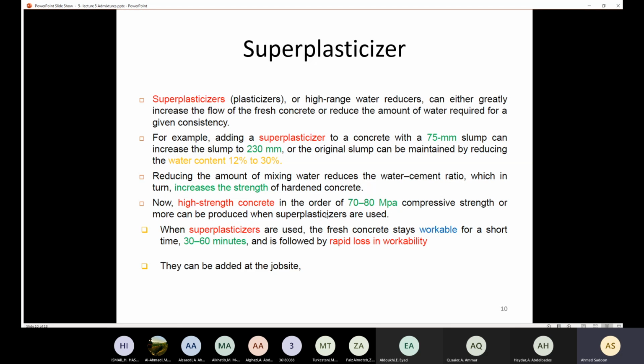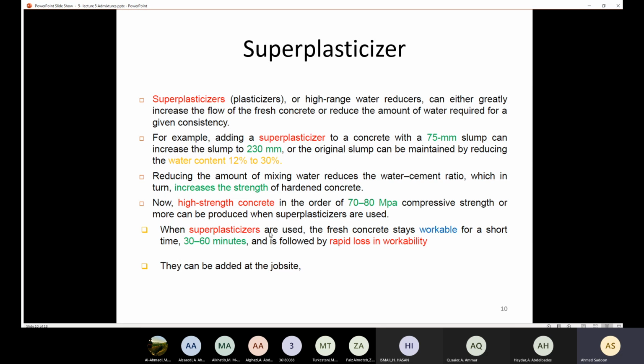The normal compressive strength for the concrete is between 20 to 40 megapascal. But now, because of the superplasticizer, we managed to achieve an order of 70 to 80 megapascal compressive strength. So if you want to produce high strength concrete, it's a must to use a superplasticizer.